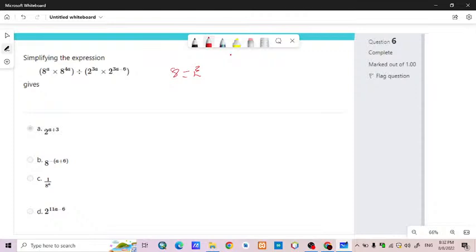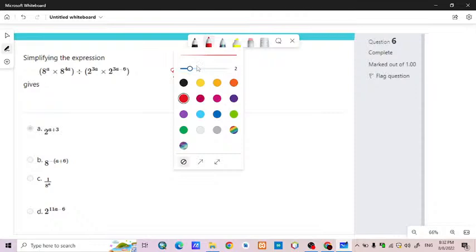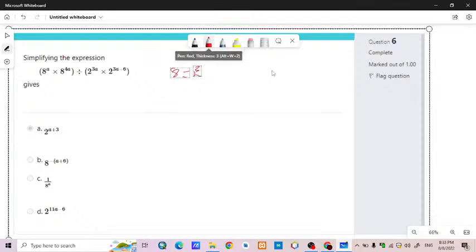Okay, let me improve my drawing tablet. I think the ink is not doing justice, right? So let me try to change that. Okay, let's just delete this. Okay, what's happening?